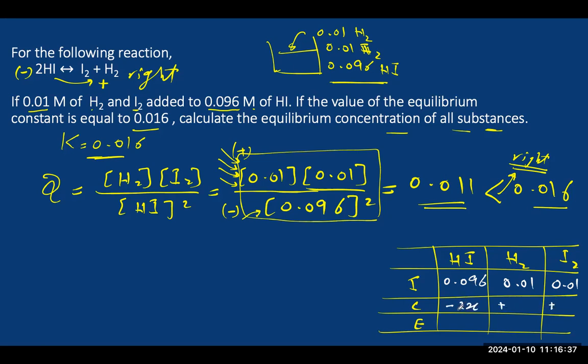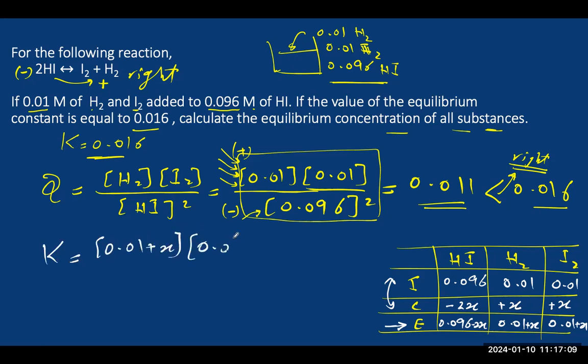Of course, we'll use the coefficients from the equation. So that will be minus 2x for HI. H2 has a coefficient of 1, so it will be plus x, and I2 will be plus x. When we add the initial and the change, we reach the concentration at equilibrium. So this will be 0.096 minus 2x, 0.01 plus x, and 0.01 plus x. By using these concentrations, we can find the value for K. So it will be 0.01 plus x times 0.01 plus x, because we have two products, over one reactant, 0.096 minus 2x, to the power of 2.